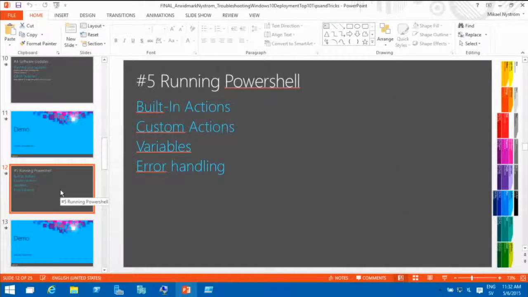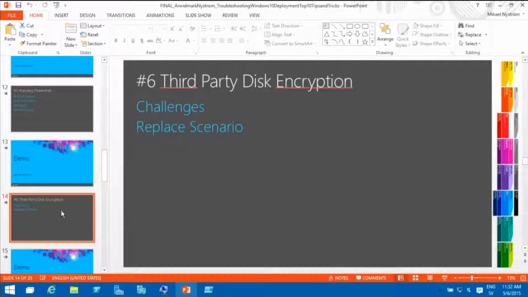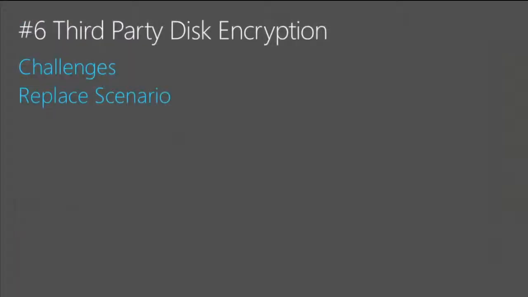Let me change subject a little bit. And we touched on this before. How can we work with third-party disk encryption? And we have two scenarios. One, we want to deploy a new machine. We don't care about what's on the box already, so a normal bare metal deployment.